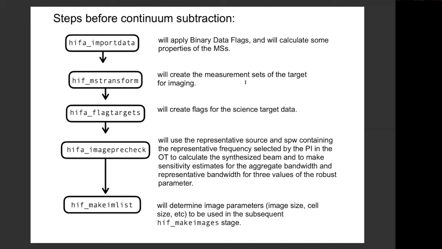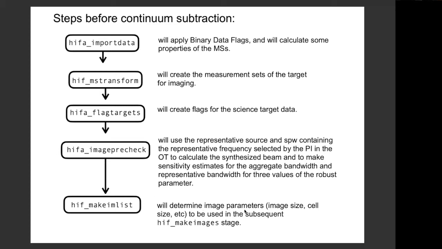Afterwards, we're going to run MS transform, which will create the measurement sets for the target for imaging. Later on, we're going to run flag targets, and it will create some flags for the science target data. Then we are going to run image pre-check, which will use a representative source and spectral window containing the representative frequency that the PI selected in the observing tool to create the synthesized beam and to make sensitivity estimates for the aggregate bandwidth and representative bandwidth for three values of the robust parameter.